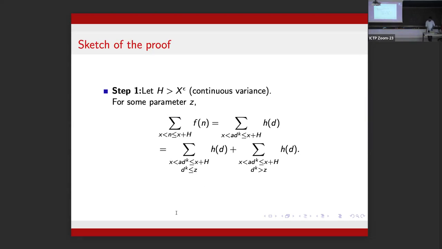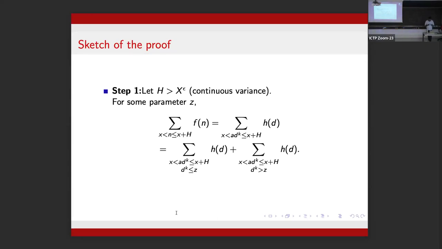So as I said, we use a kind of Fourier analysis. Therefore, we separate two cases: when h is quite small, that is, b is large, that means it is bigger than x to the power epsilon. In this case, we basically separate according to the divisors of this multiplicative function. Given a parameter z, for divisors up to z we take one term, and the other term is for divisors bigger than z.